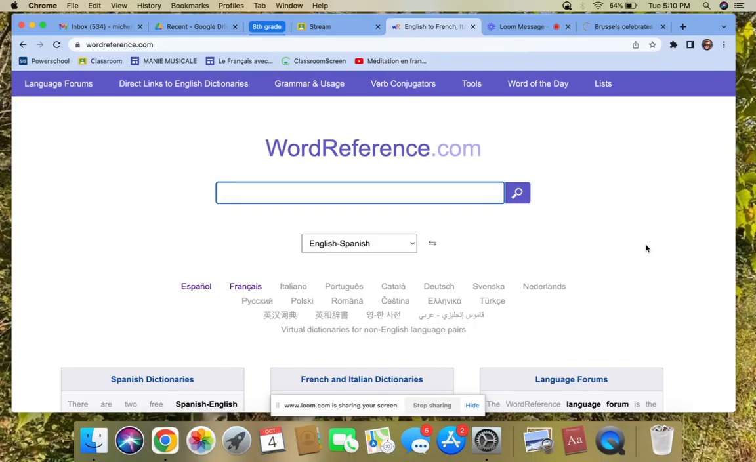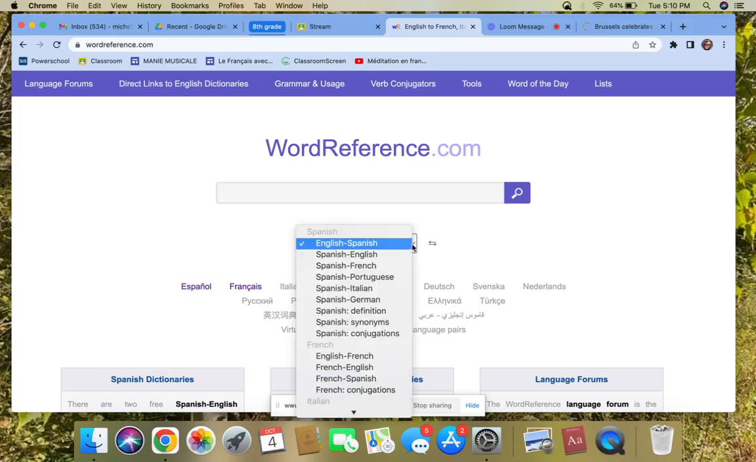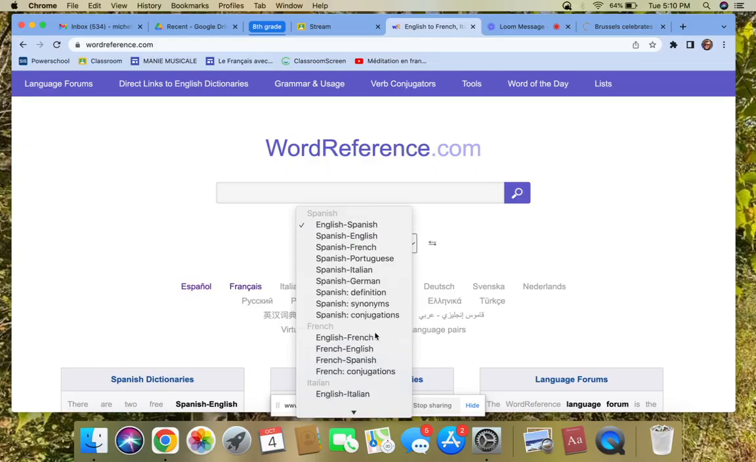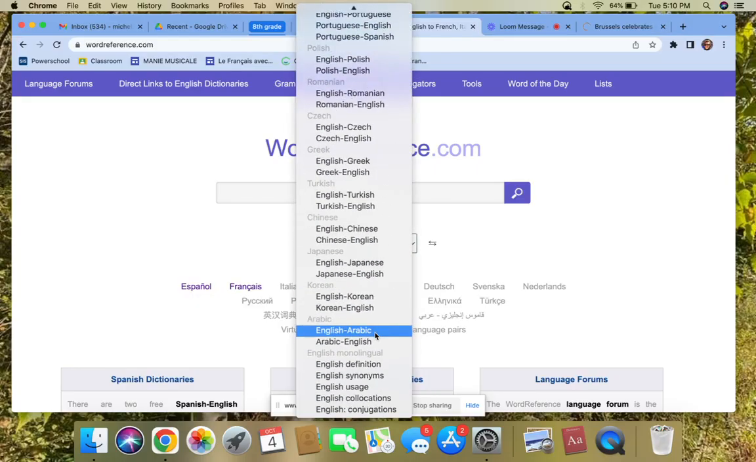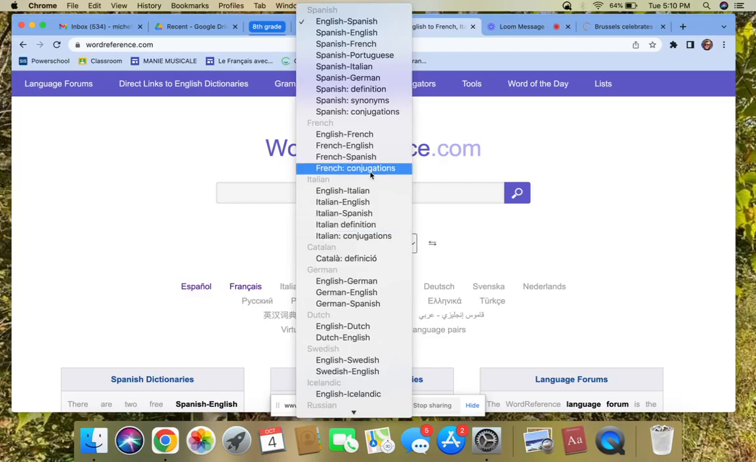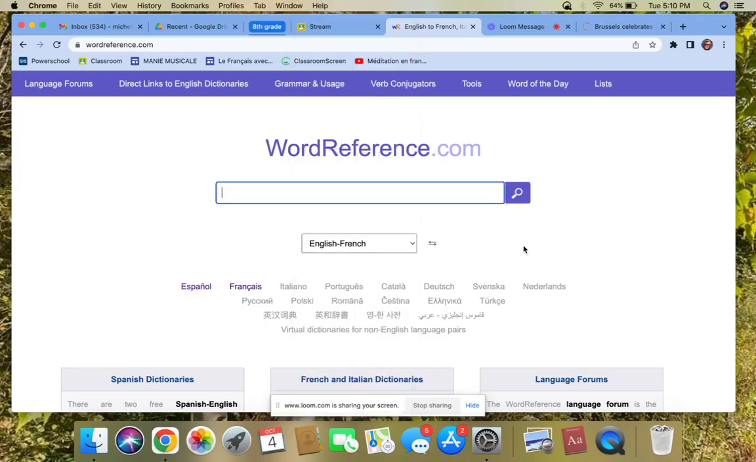So for starters, when you first sign on to WordReference.com, usually what's going to come up is English, Spanish, because that's the default. So you want to make sure you're on the right language. You'll see if you click this down arrow, there are many different languages available to you. So we want to go to English to French. Make sure we're on the right language. And by the way, if you click on these two little arrows here, you can go from French to English, English to French very easily. Just toggle back and forth.